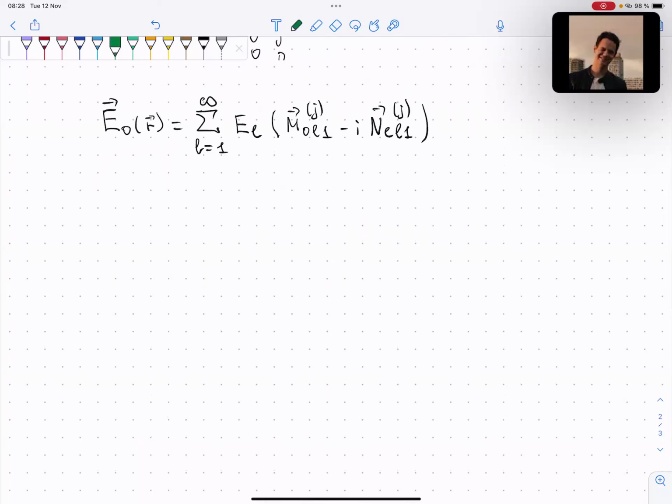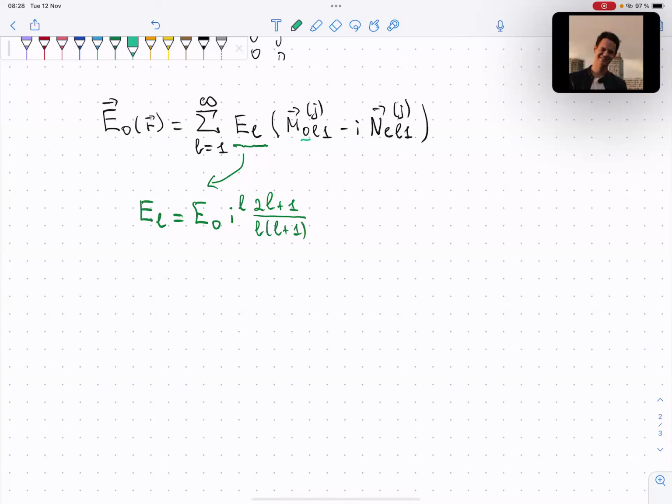Here this E_L is just E_L equals E0 i to the power L times (2L plus 1) divided by (L plus 1).